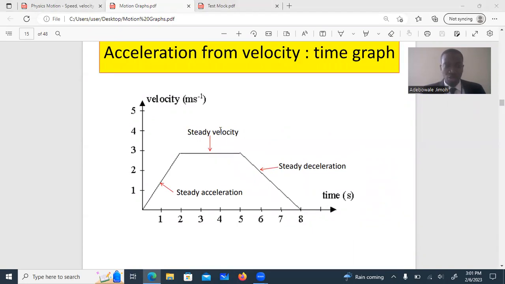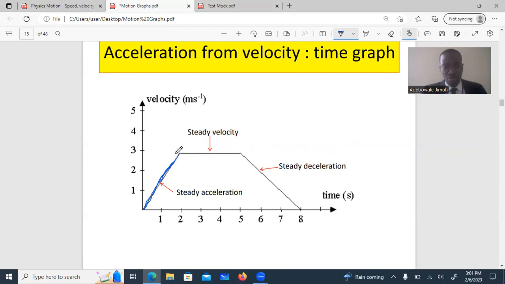So as you can see this graph here, this steep slope up here on the left-hand side shows the acceleration. This is what I'm talking about. This part here shows steady acceleration. Why? Because it has a positive slope. So when you have a positive slope this way, it shows that the body is accelerating.